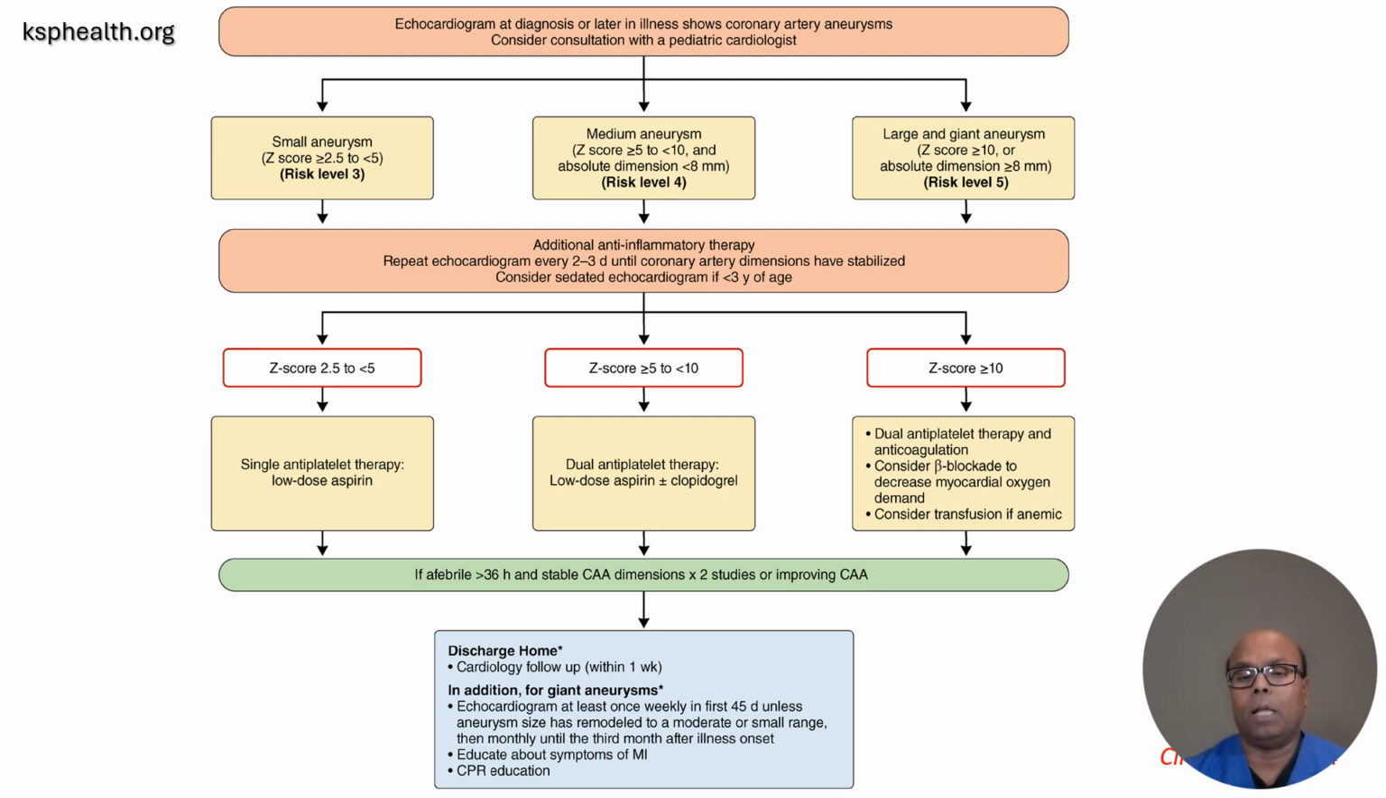If the patient becomes afebrile for more than 36 hours and coronary artery aneurysm dimensions are stable by 2 examinations or improving, consider discharging home with cardiology follow-up in a week. In addition, for giant aneurysms, echocardiogram needs to be done weekly for the first 45 days unless aneurysm size has remodeled to a moderate or small size, until the 3rd month after the illness. Then educate about myocardial infarction and do CPR education for the parents.